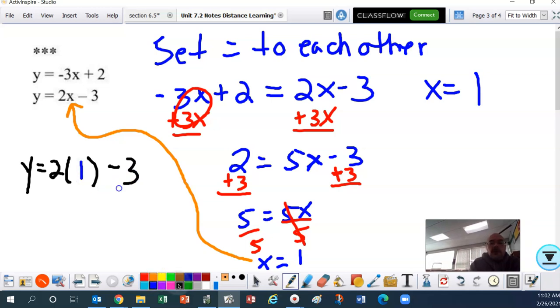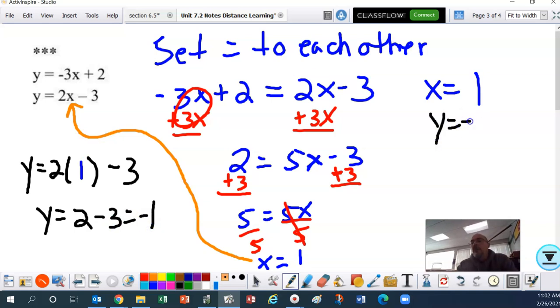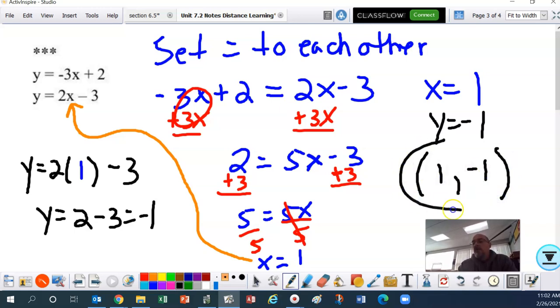And so now what I have, ladies and gentlemen, is y equals 2 times 1 is 2 minus 3, which is negative 1. So my y value is negative 1. So as an ordered pair, folks, the answer is (1, -1). That's where they cross each other.